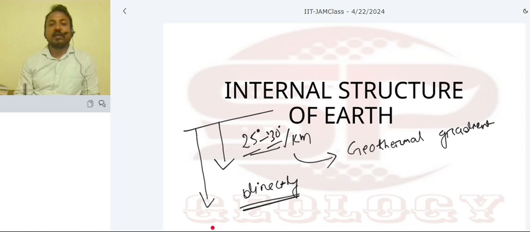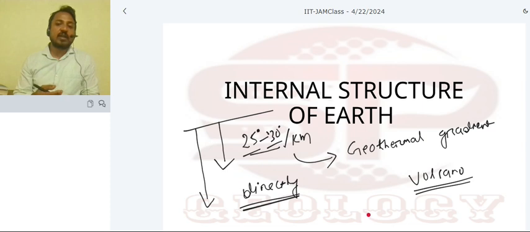Whatever information comes from the Earth's interior comes through volcanoes. A volcano brings the interior material to the surface. Through that we get to know the composition.